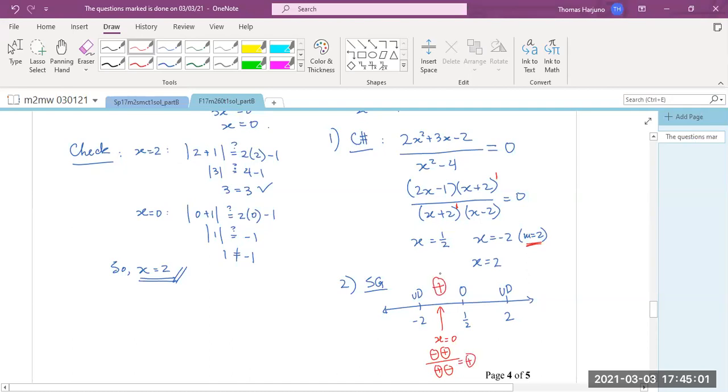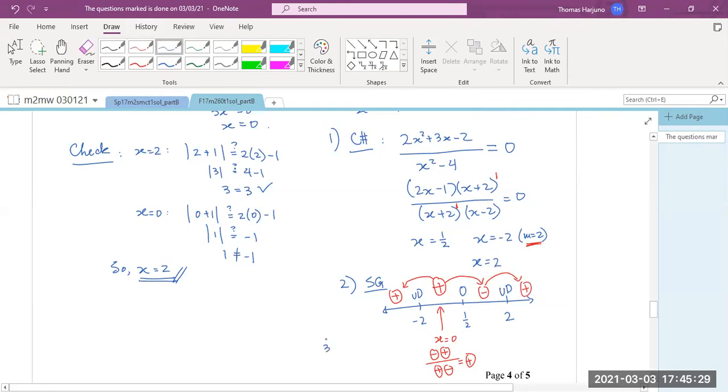Now I will jump across the critical numbers. -2 is a critical number with multiplicity of 2, so when I jump across that, I don't change the sign. If it is even multiplicity, don't change the sign. 1/2 is multiplicity of 1, so I change the sign. 2 is multiplicity of 1, so I change the sign. See, a lot faster, right?